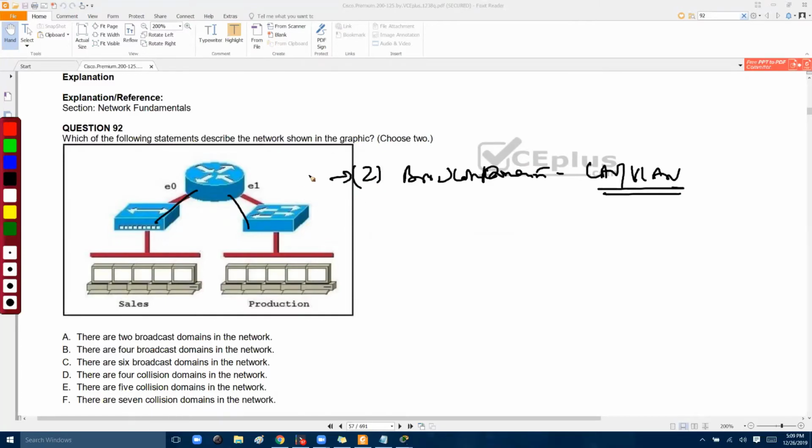So which means, as per my options, we need to select this answer. So this is your correct answer. There are two broadcast domains. Of course, not four, not six.